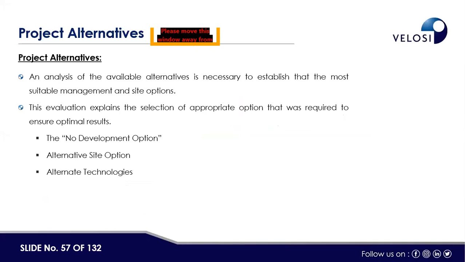So as I mentioned, for project alternatives, an analysis of the available alternatives is necessary to establish the most suitable management and site option. This evaluation explains the selection of the appropriate option that was required to ensure optimal results. This can be the no development option: if we do not propose such a project, then what will be the scenario? And if we propose some alternative site, or some alternative technology, then we have to propose project alternatives as well.